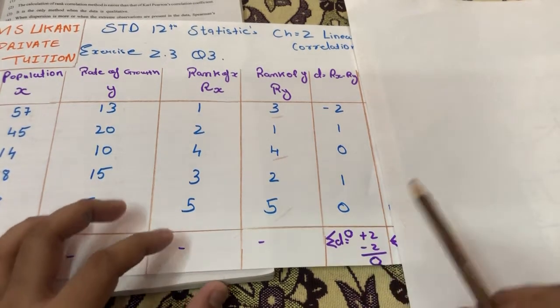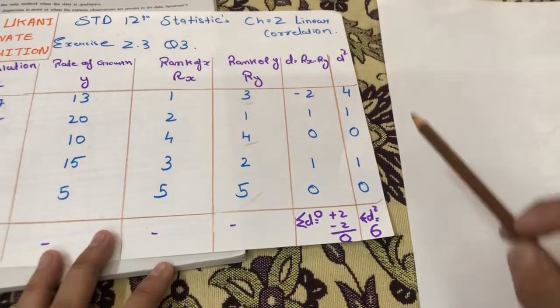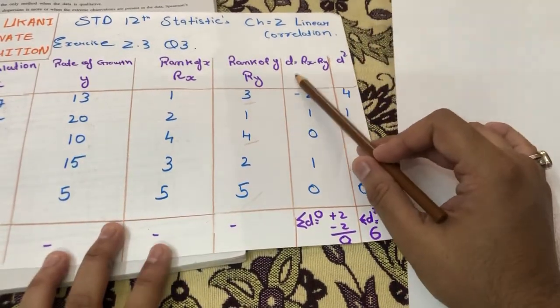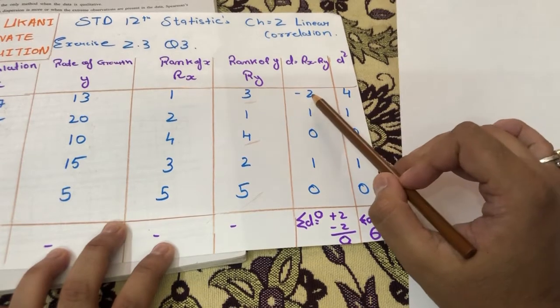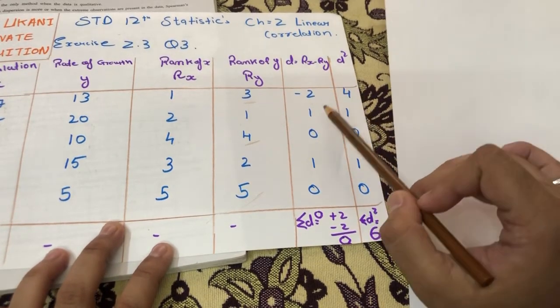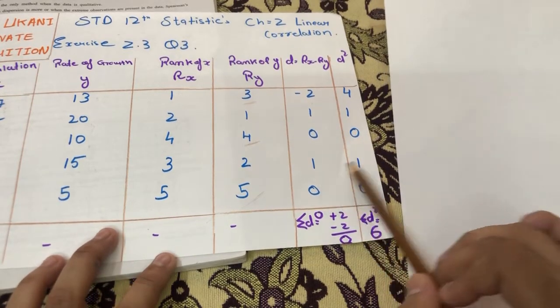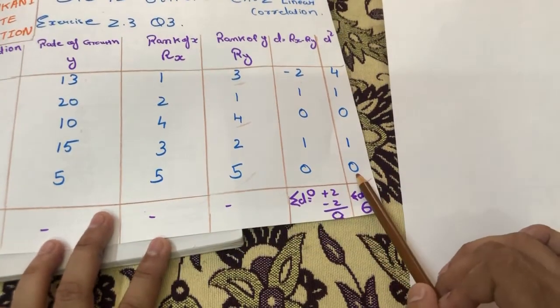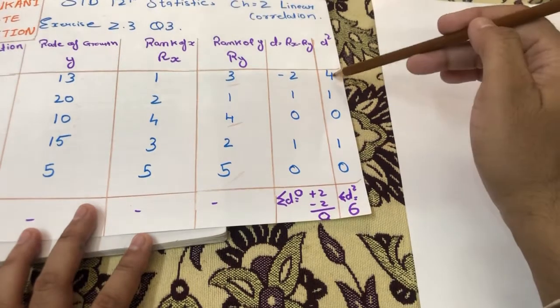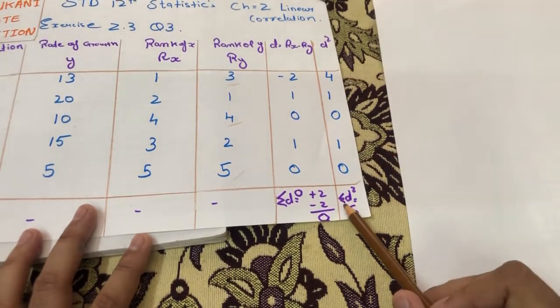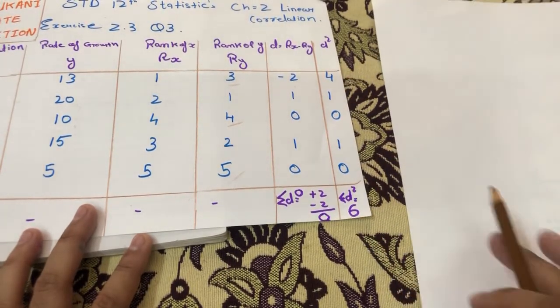Now let us move to the last column, that is D square. We have to square the column D. Minus 2 square will be 4, 1 square will be 1, 0 square will be 0, 1 square will be 1, and again 0 square will be 0. And if we add the last column, our summation D square will be 6.